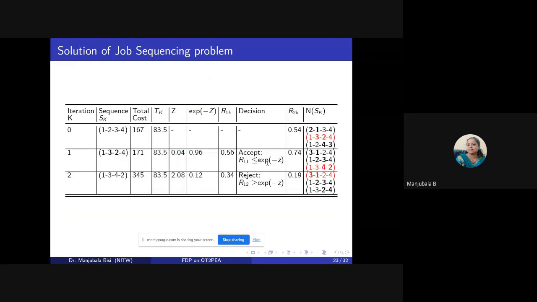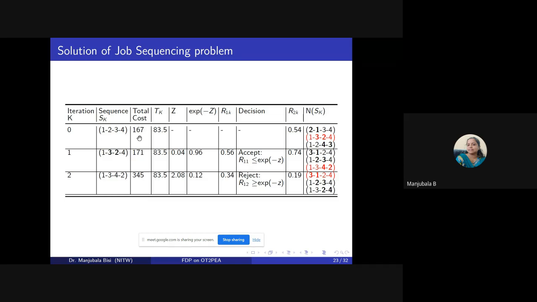Now let us solve the problem. At iteration 0, suppose we have the initial solution as 1, 2, 3, 4. That is S0. S0 is 1, 2, 3, 4. The total cost, as I told you how to calculate, is 167.